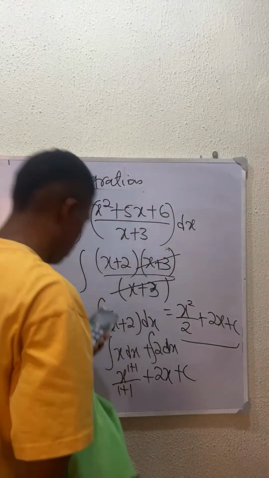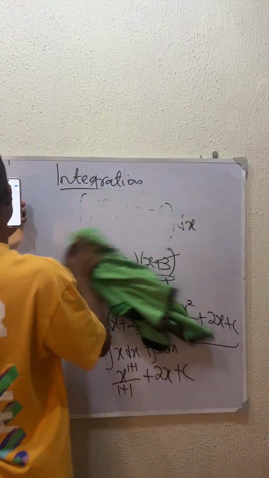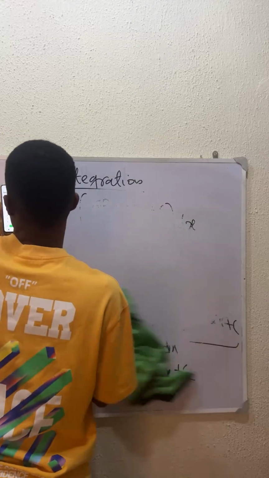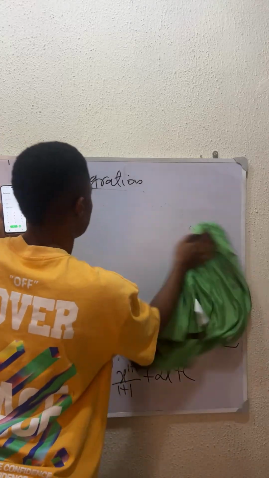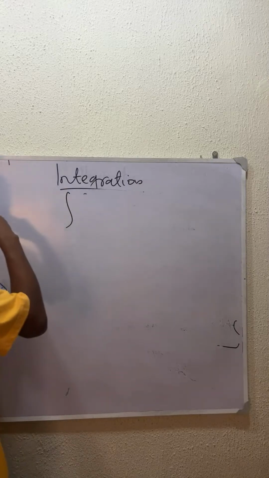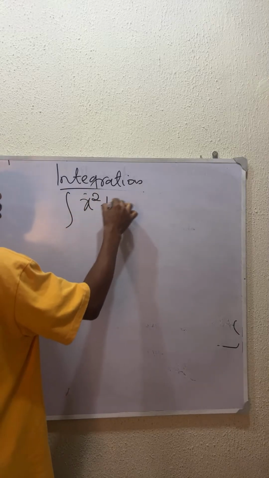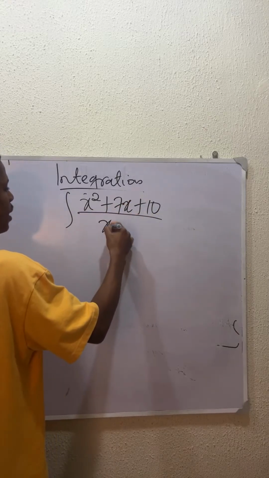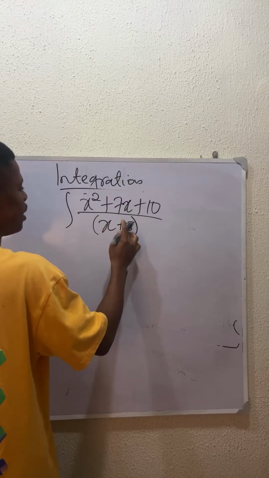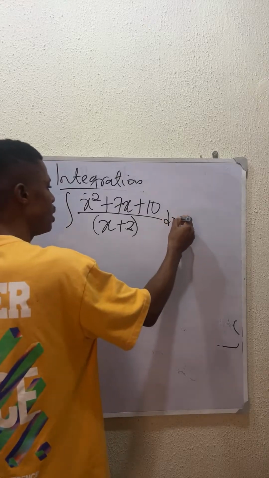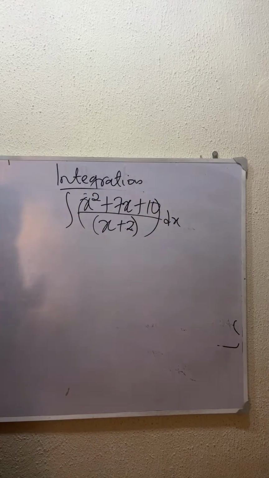Let's integrate another one. Let's integrate another problem. It is very, very easy. Integrating this is as easy as ABC. Let's try to integrate a function like x squared plus 7x plus 10 divided by x plus 5, x plus 2 with respect to x. To integrate this, it is very, very easy.